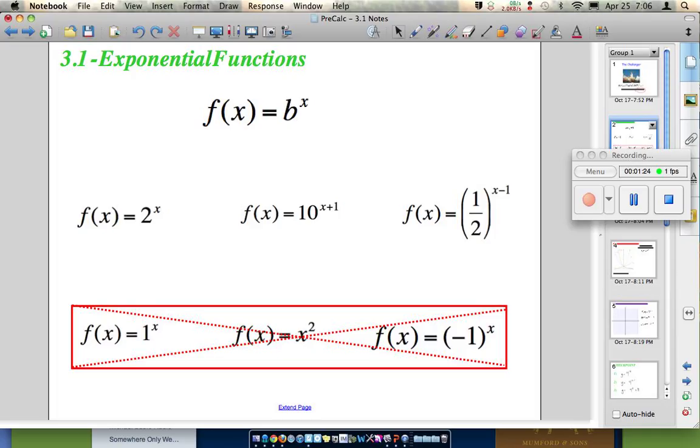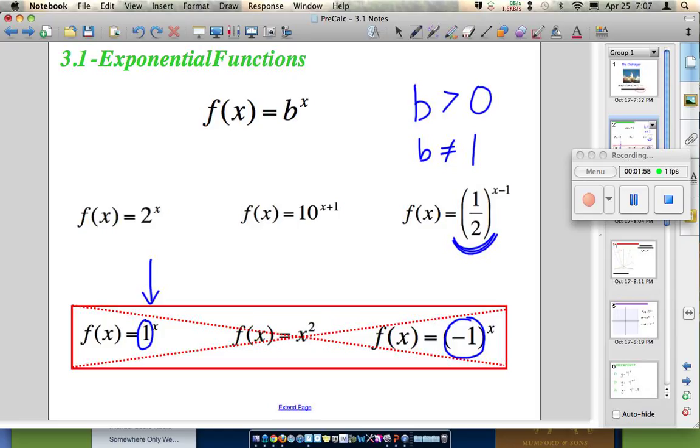So a couple of things. b cannot be 1, and it cannot be negative 1, or in fact any negative number. It can get into the fractions, notice, so it can be less than 1, but the minute it hits 0 and below, it is no longer an exponential. So that's a couple of restrictions on b. b has to be greater than 0, and b cannot equal 1. And it should be obvious why that's true, because 1 to any power is just 1.